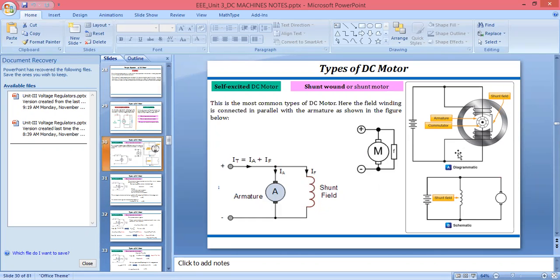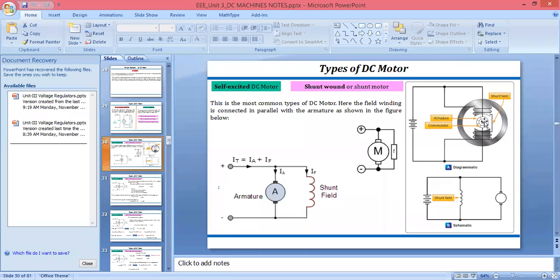In the construction diagram, this is the outer covering. We call this dark gray or black part the yoke. In that we are using two poles, one pole and a second pole, and on them we put the field winding. These are nothing but the armature. Here we use a commutator, on which we put air ducts for cooling purposes.